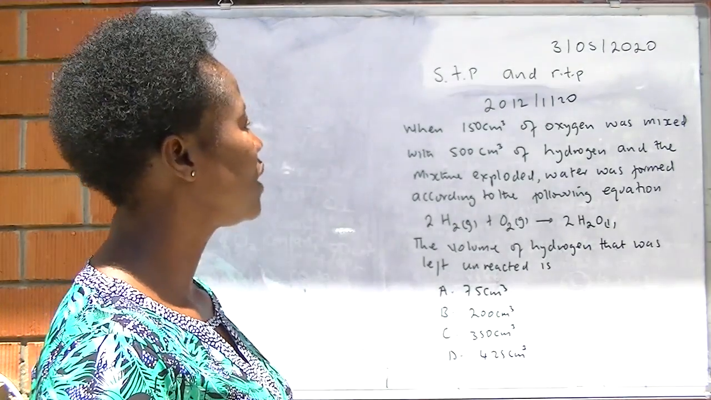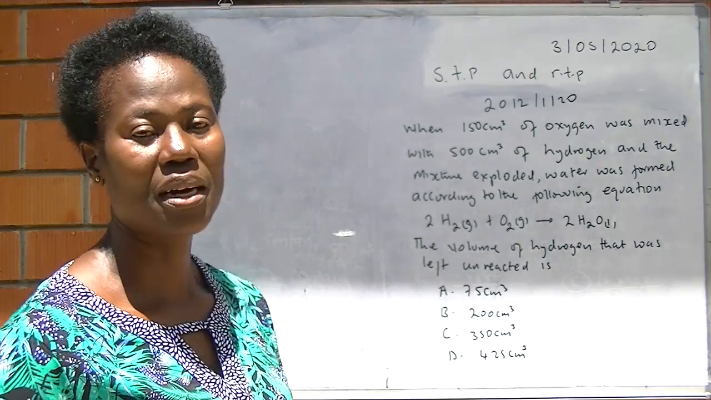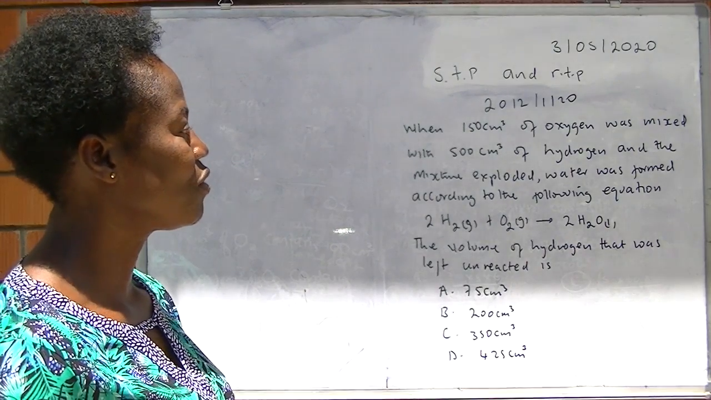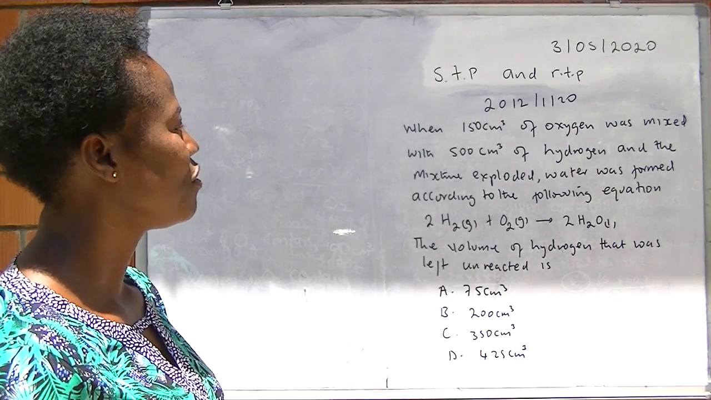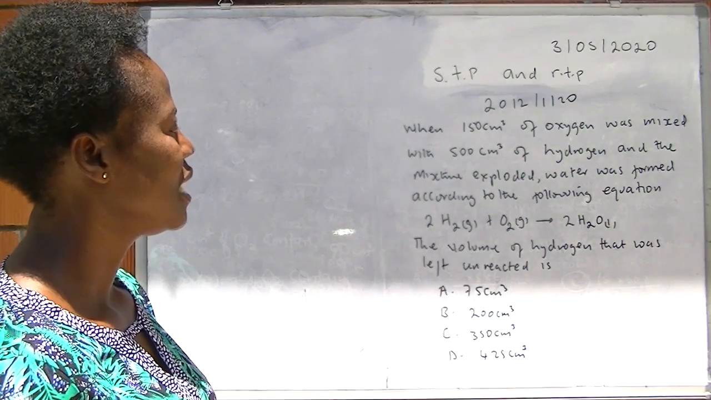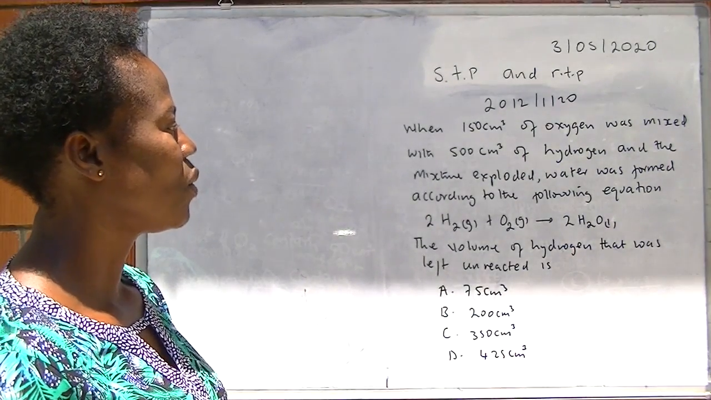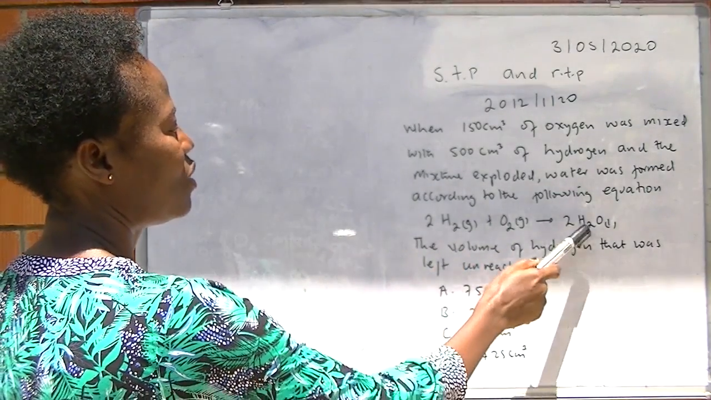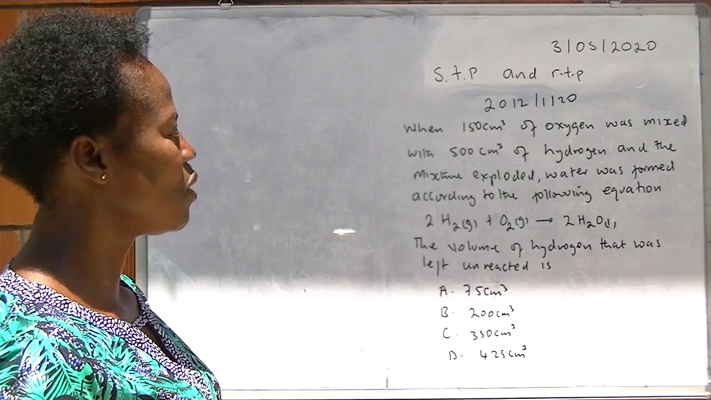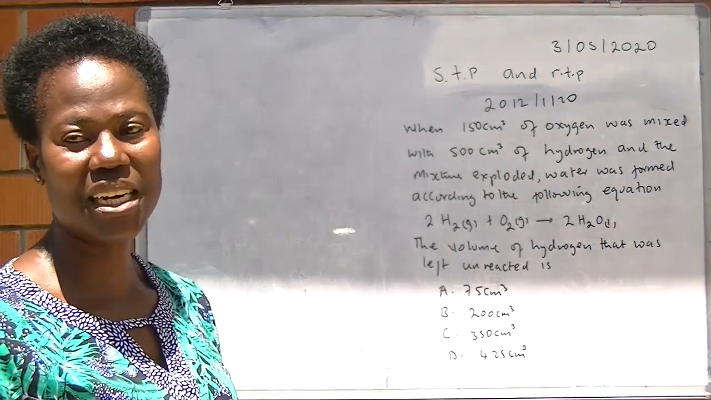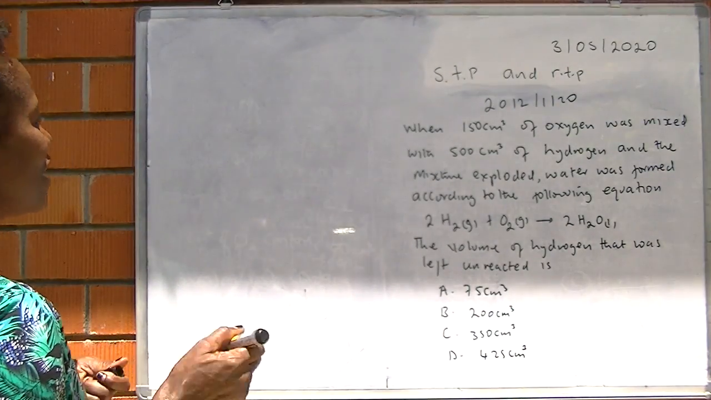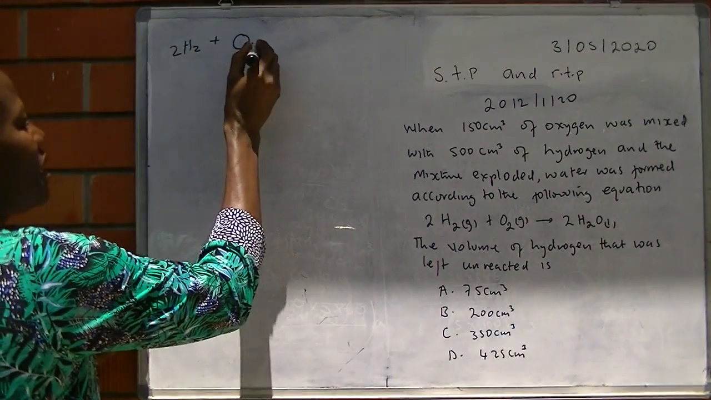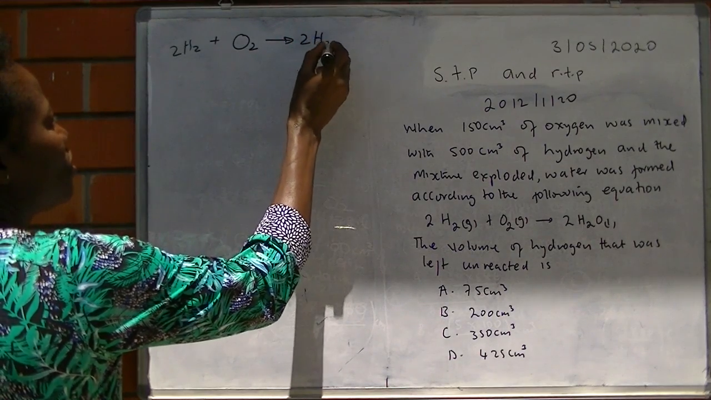The last example is obtained from 2012, paper 1 number 20. When 150 cubic centimeters of oxygen was mixed with 500 cubic centimeters of hydrogen and the mixture exploded, water was formed according to the following equation: hydrogen, oxygen to produce water. The volume of hydrogen that was left unreacted is... let us rewrite the equation as usual. 2 hydrogen plus oxygen to produce 2 moles of water.